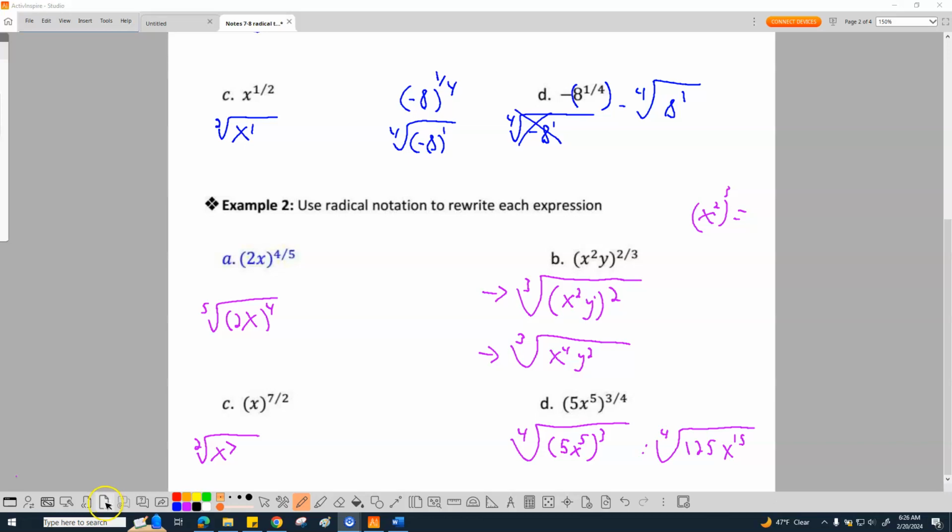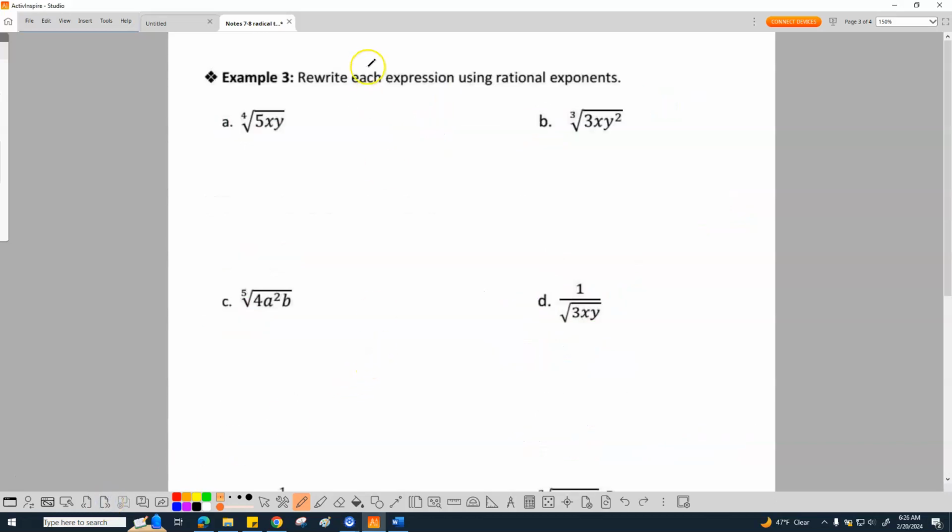All right, moving on to example 3. Rewrite each expression using rational exponents. All right, I'm going to go ahead and do this. This is my method. Again, I show y'all in steps. I don't do anything in my mind at all.